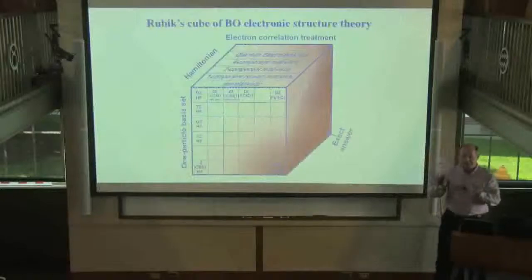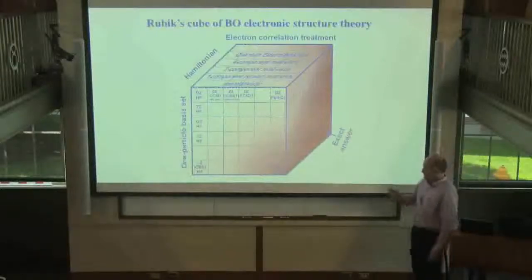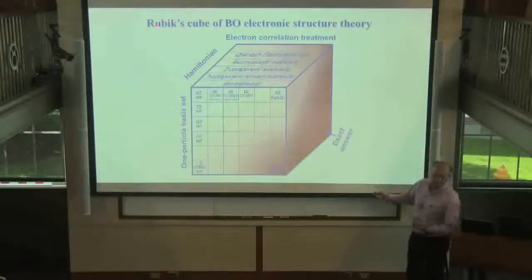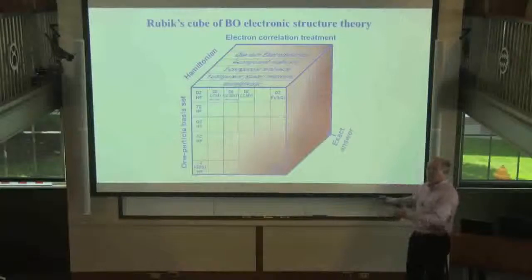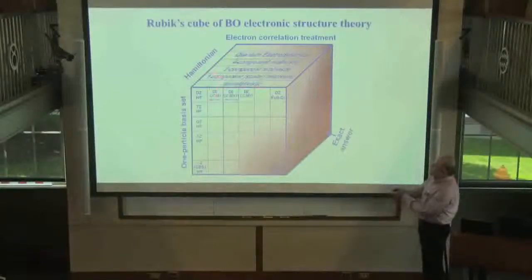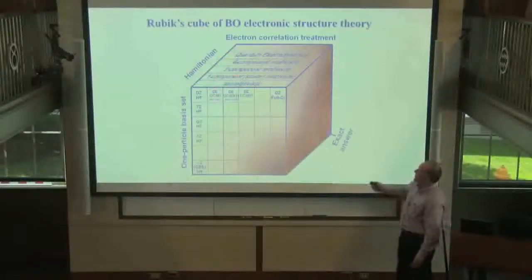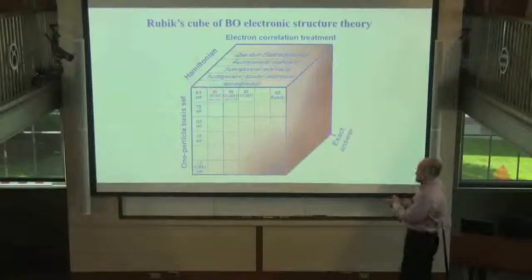So to show this picture to you, this is what I call, since Rubik was another Hungarian, the Rubik's cube of electronic structure theory. You have three axes: electron correlation, basis set, these are the two which I talked about, but you also have the Hamiltonian. Quantum chemists used to work with just a non-relativistic Hamiltonian, but if you include relativistic effects at different sophistication, then you get different results. So what you would like to do is to move from small basis set, Hartree-Fock, non-relativistic, to the exact answer.